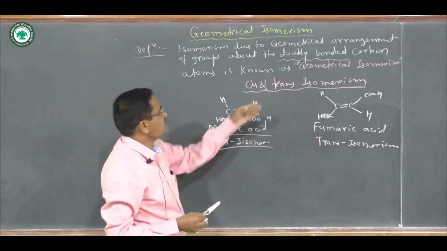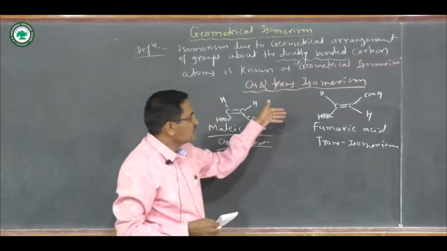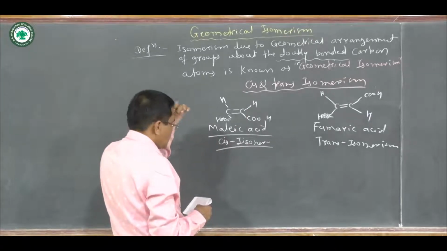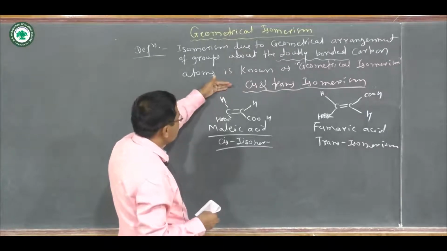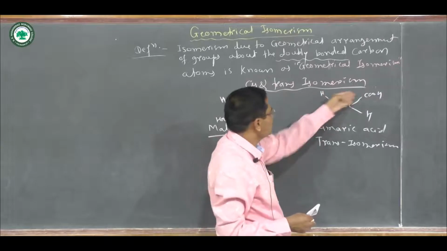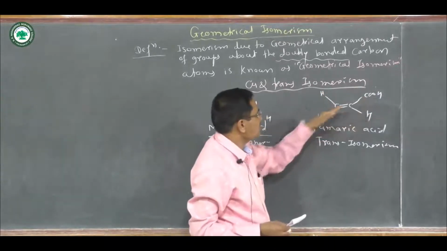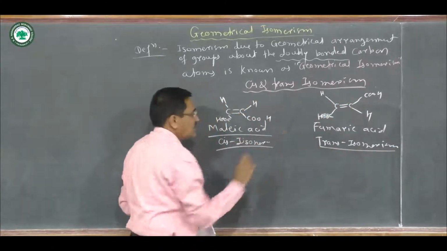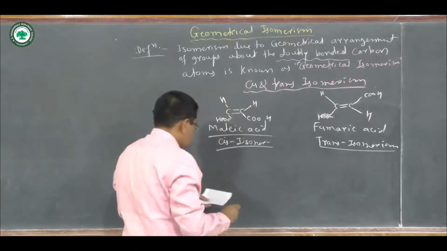Cis and trans isomerism depends upon whether the same functional groups or same atoms are present on the same side or opposite sides. When the same groups are on the same side, it is called the cis isomer, and when the same groups are on the opposite sides, suppose here carboxylic acid and carboxylic acid are on opposite sides, then this is termed the trans isomer. Now we will see one more example related to this.